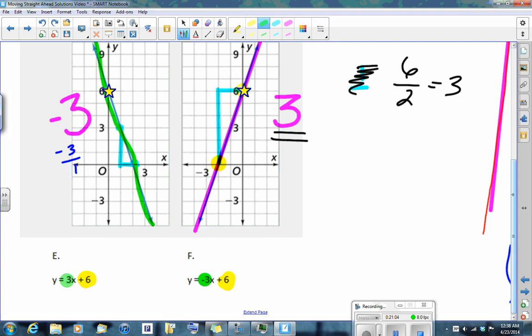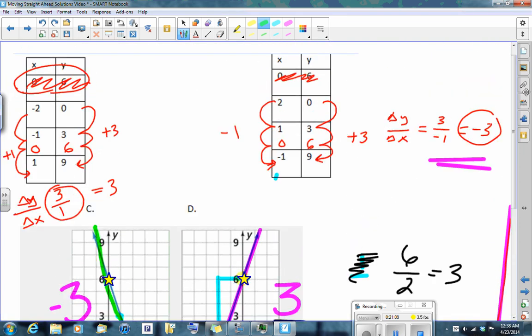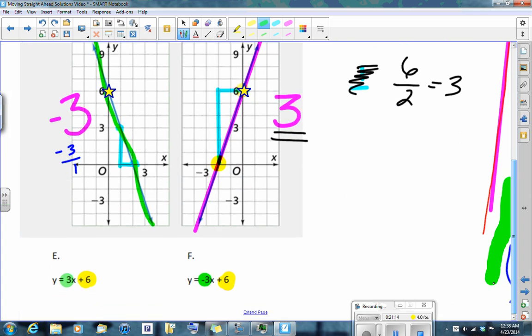And this page is kind of nice because it shows you how you can find slope from tables, graphs, or equations, and how all three things are connected and relate.